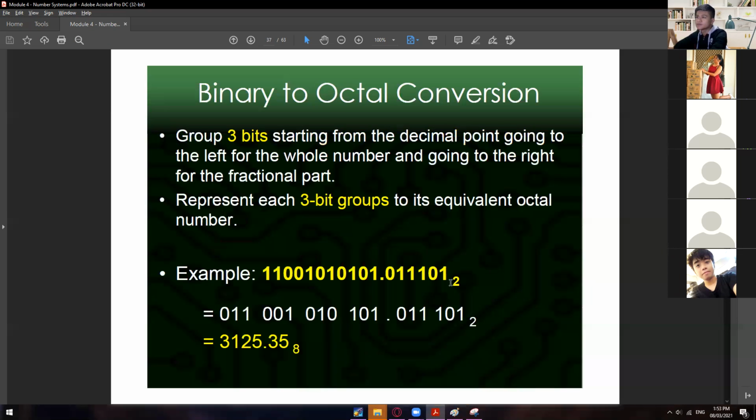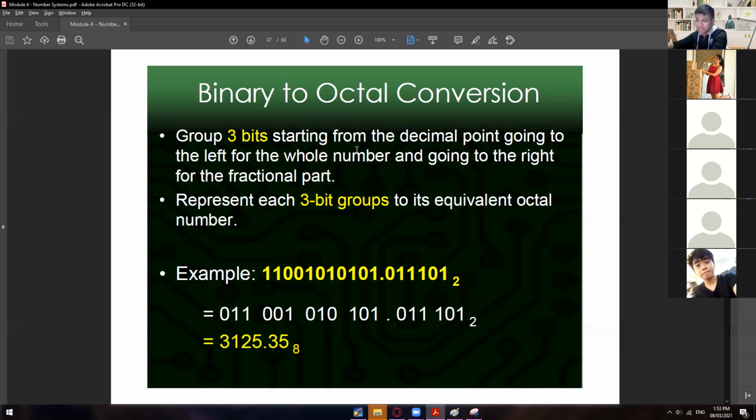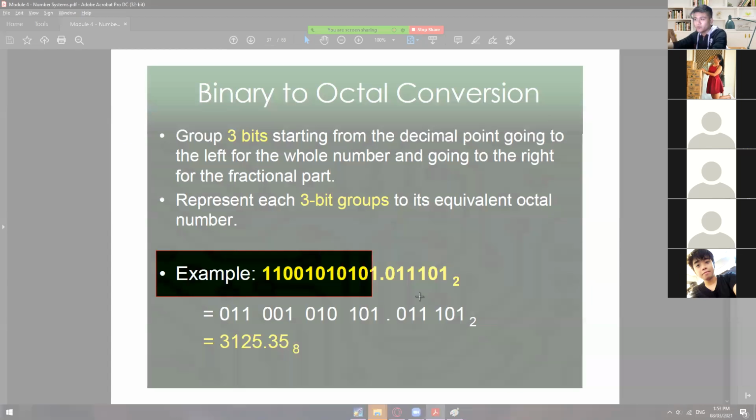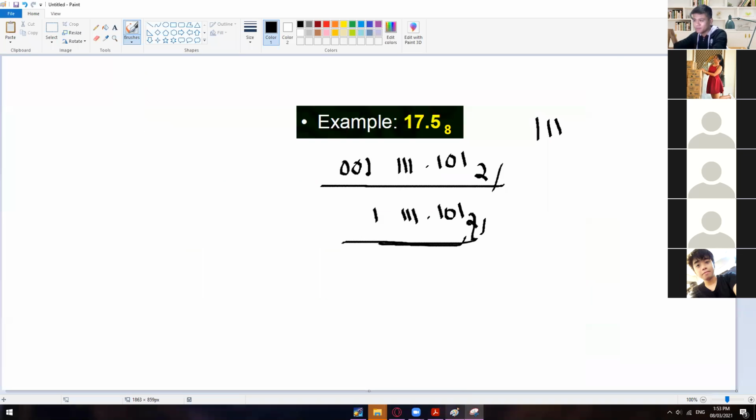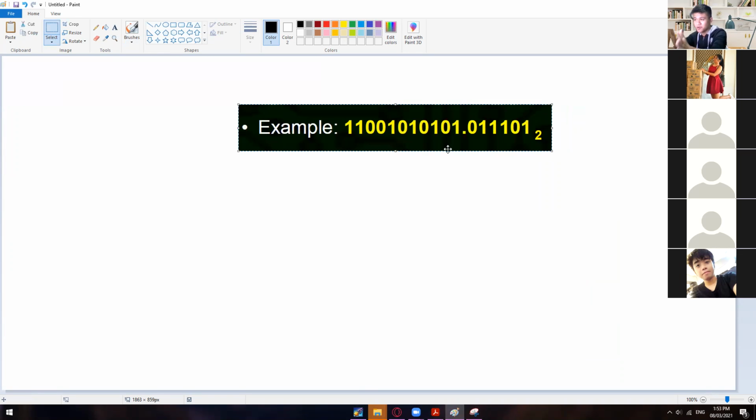Okay. So if we have octal to binary, you also have binary to octal. So we have here the given binary number system. But instead of grouping this one by 4, you have to group this one by 3, since this one is in octal, or it is asking us to convert this one in octal, right?